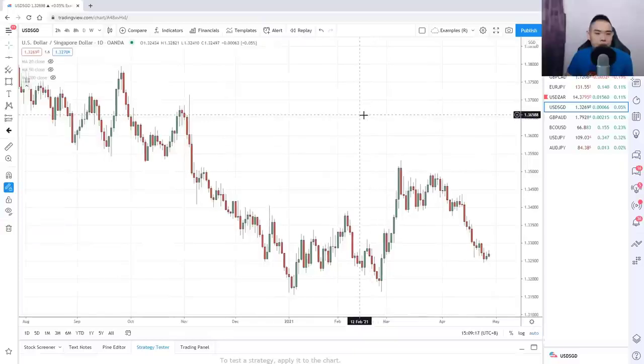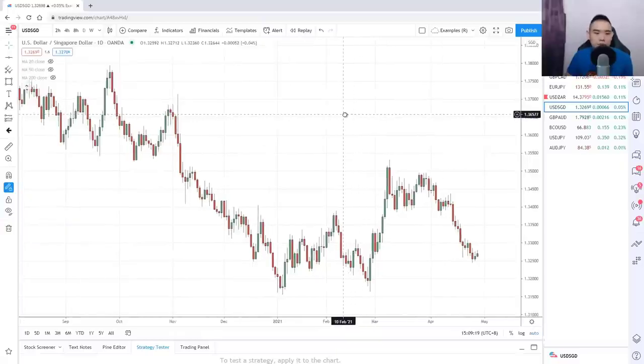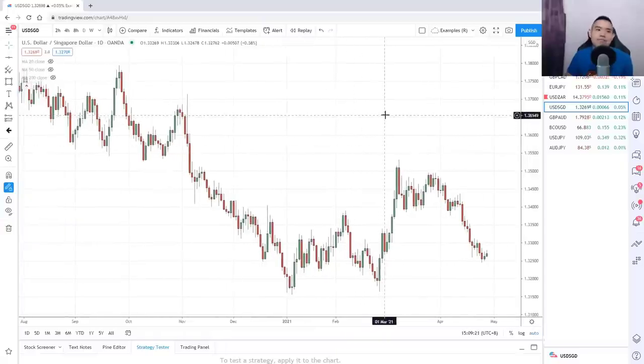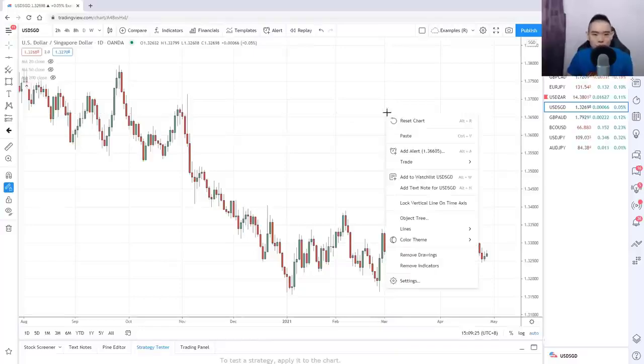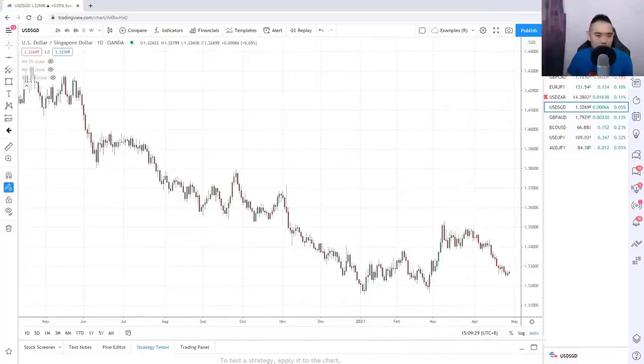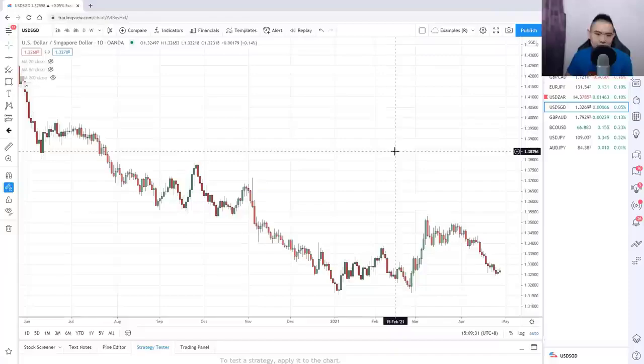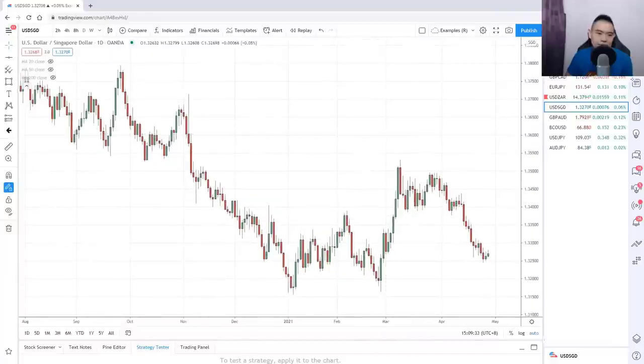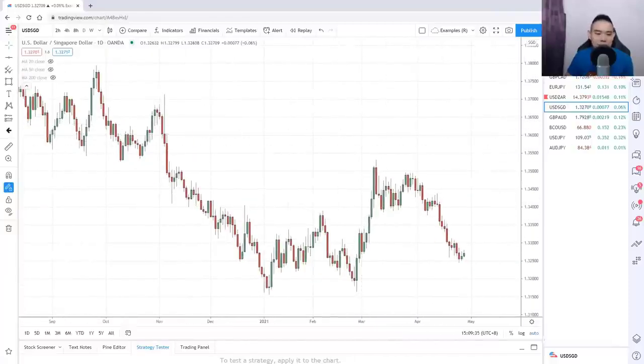So this one, US dollar against Singapore dollar. If you look at this, is this in a downtrend or is this in a range? If you zoom out your charts, you can see that this one, long term wise, is in a downtrend. But if you zoom in a little bit like this, you would say that this is not exactly a downtrend. This seems like a little bit more of a range. And I would say you're not wrong.